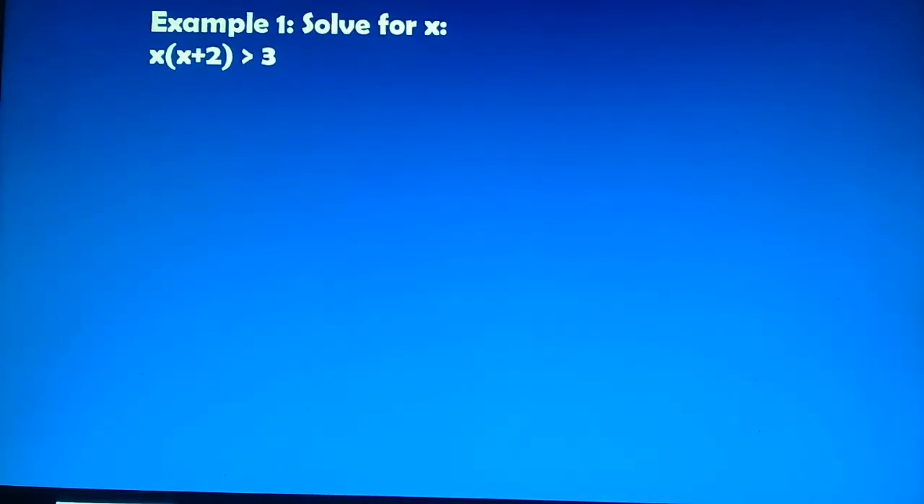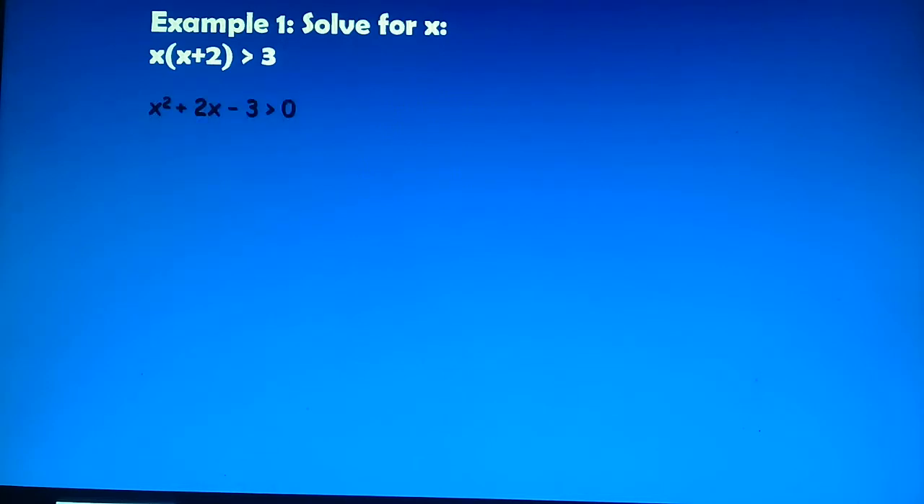Okay, let's do example number 1. Solve for x: x(x + 2) > 3. If you check there, on the left hand side we have x(x + 2), greater than 3. On the right hand side we have 3 on the other side. It means we don't need that 3. We're supposed to have 0 on the other side. It means we have to simplify first so that we can get rid of this 3.